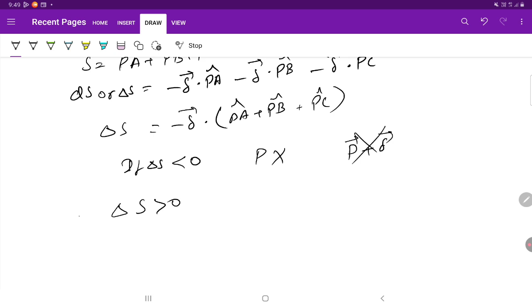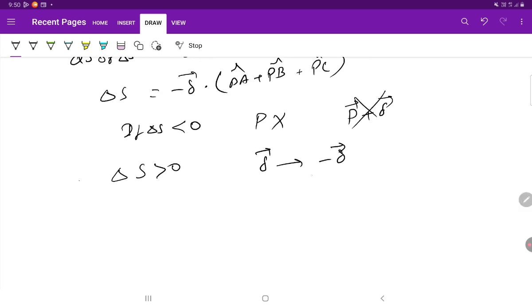Now similarly, consider delta S greater than 0. If delta S is greater than 0, then it means that just beside that point, if we consider another point P, then the sum will increase. But similarly, you can replace delta vector by minus delta vector, because the direction is our choice. In this case, the delta S will come out to be negative. Hence, we can say that at that point where P is considered, delta S should be 0.